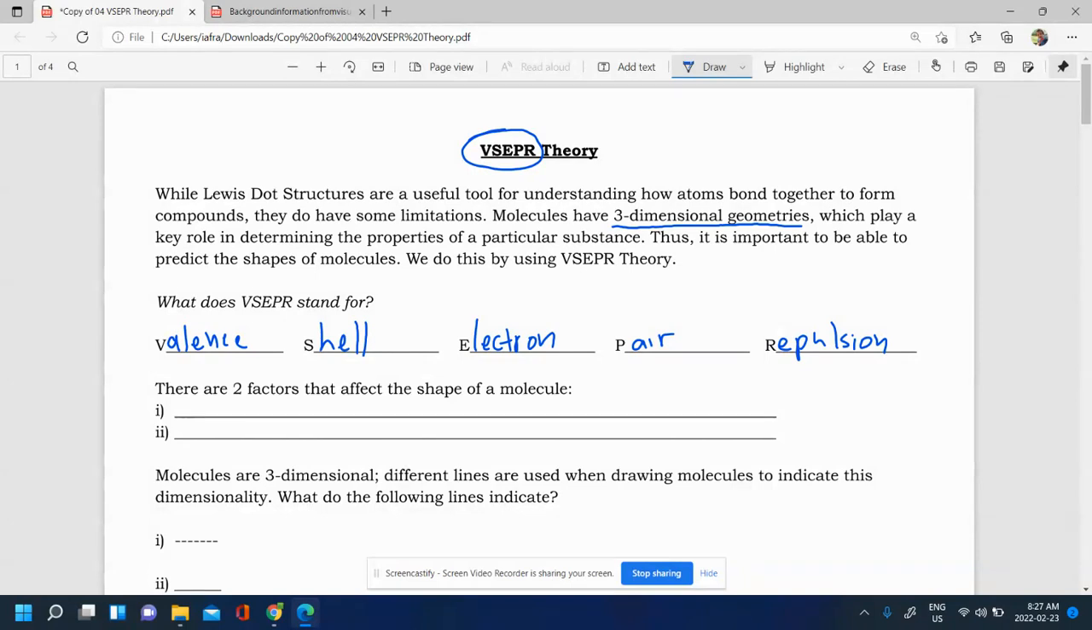So when we're looking at VSEPR theory, there's two main factors that we need to look at to determine what the overall shape is going to be. There's going to be the number of peripheral atoms, so the number of atoms that surround a central atom. And there'll also be the number of lone pairs of electrons on the central atom specifically.